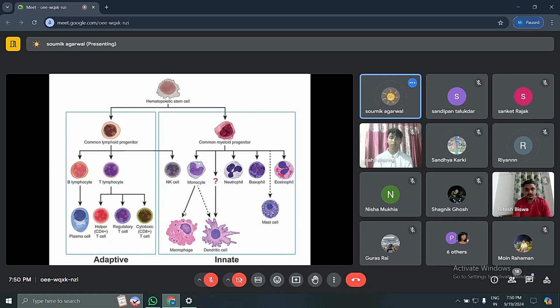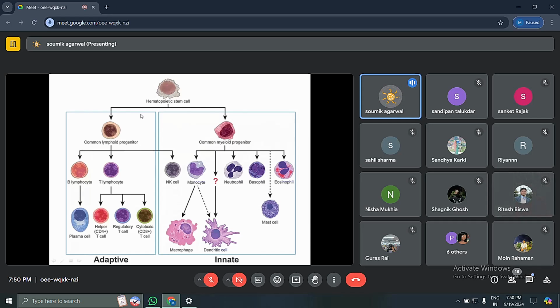Okay, so I have mentioned what I have mentioned so far. NK cells, T cells, B cells are all lymphocytes. And where are these cells formed? This all happens inside our bone marrow. From where do these cells originate? They originate from stem cells.